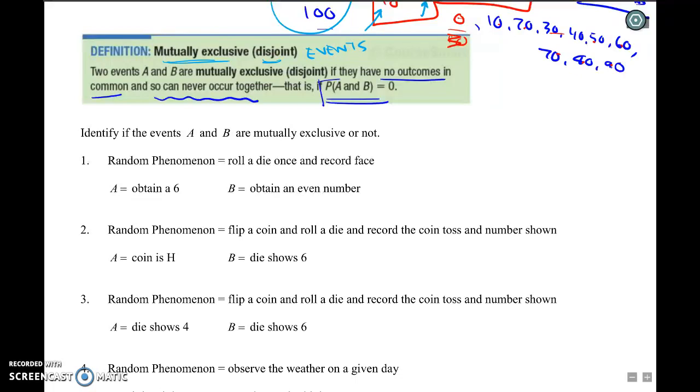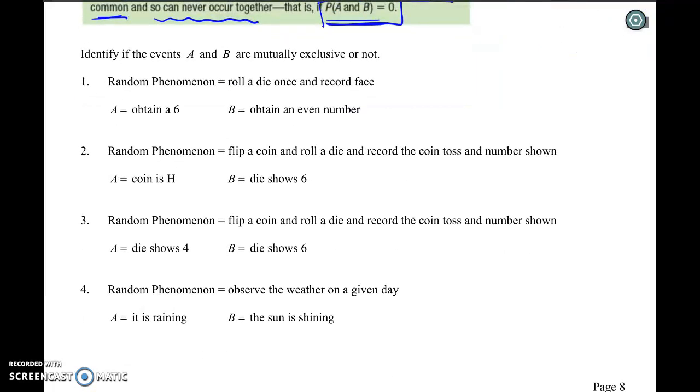So this is kind of the mathematical definition, and this is kind of the conceptual definition. We're going to have to switch between these. Sometimes we're going to want to use the mathematical definition. Others, we might just want to think about it. Identify if the events A and B are mutually exclusive or not.